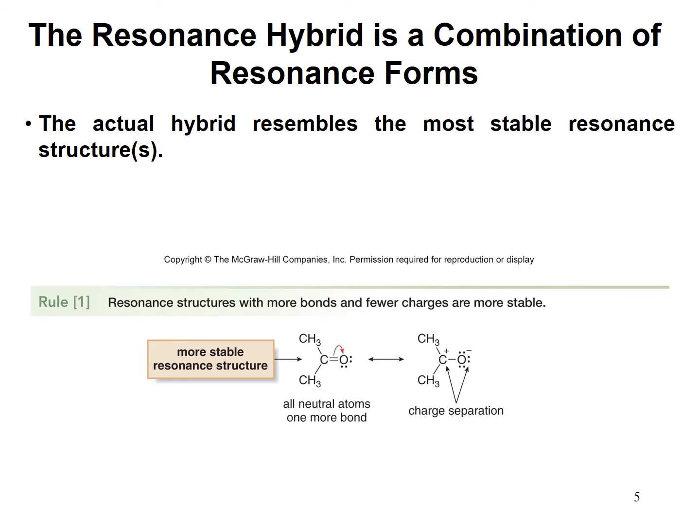Rule 1. Resonance structures with more bonds and fewer charges are more stable. So if we have the difference between a neutral compound and one that has charge, but we have more bonds in the neutral, we'll take the neutral.